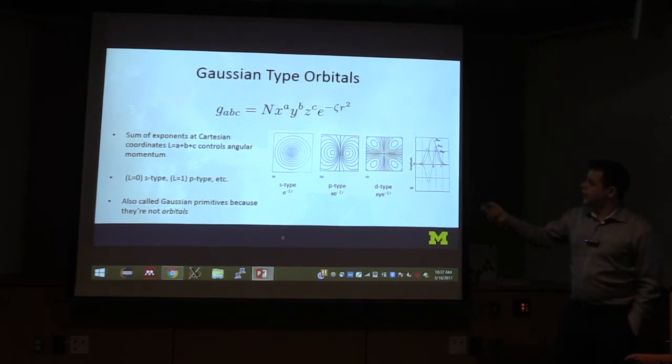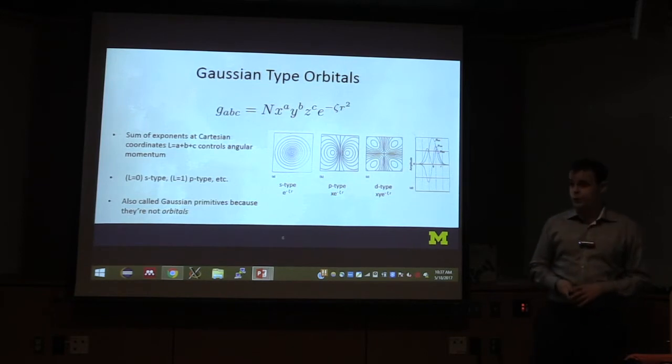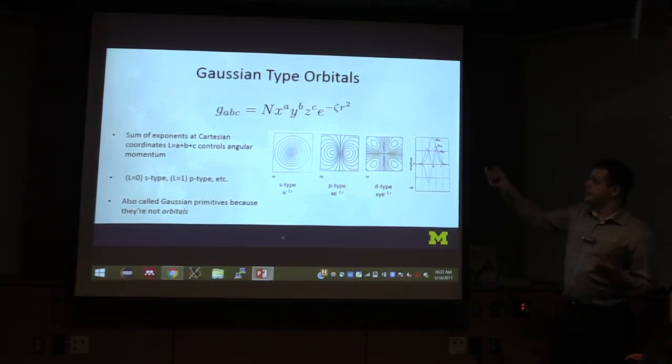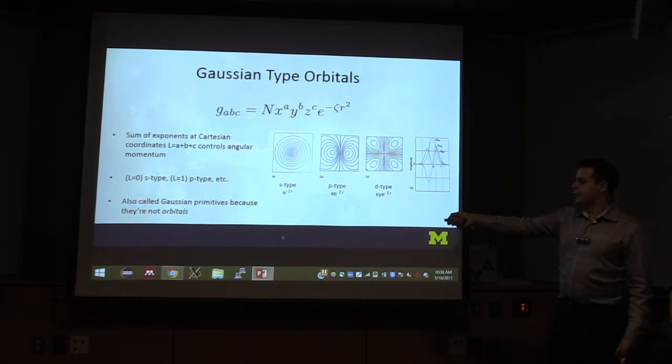These are often called Gaussian primitives because technically we're not talking about orbitals here. We're talking about basis functions. So the nomenclature is just a little confusing here because these are the basis functions which build the orbitals. So the more modern terminology for these is Gaussian primitives.